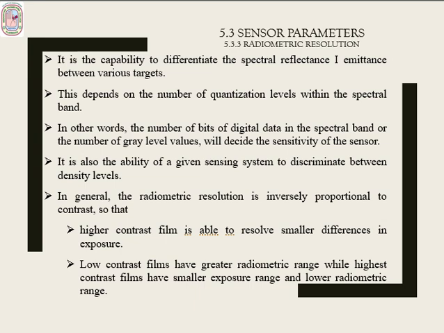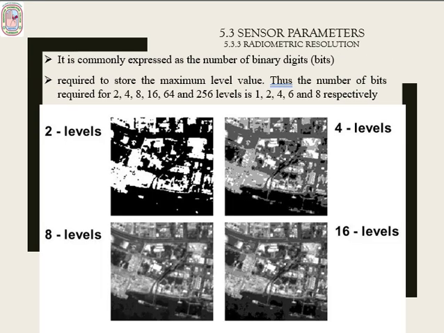For example, as I show in the figures, the first image has only two levels. That means it has only 0 and 1. 0 represents black and 1 represents white. Similarly, if I increase the radiometric resolution to 4 levels, the image has 4 colors: 0 0, 0 1, 1 0, 1 1. So, we can identify more variations when compared to the 2 level image.